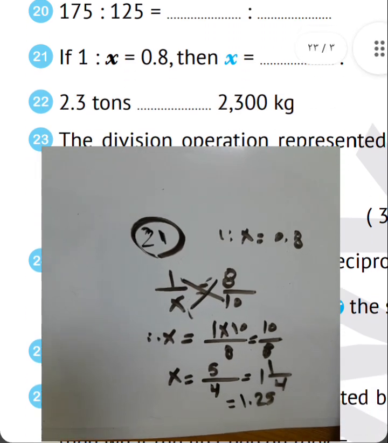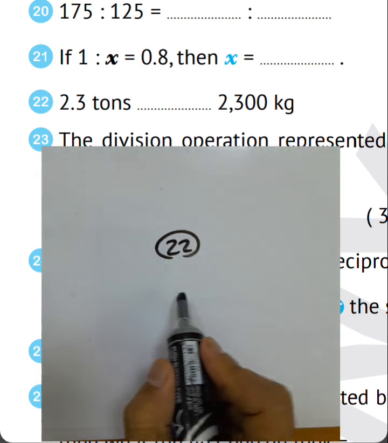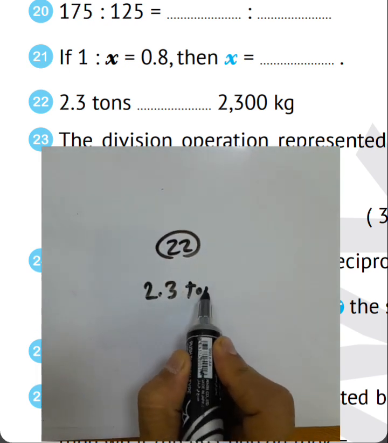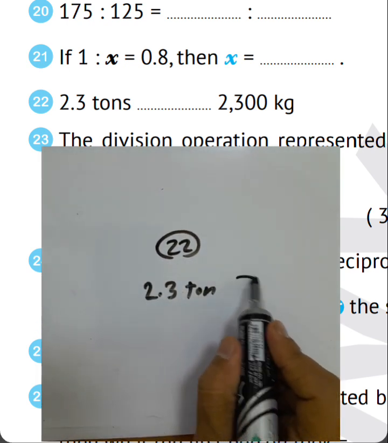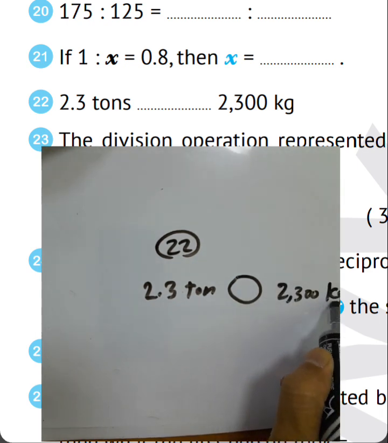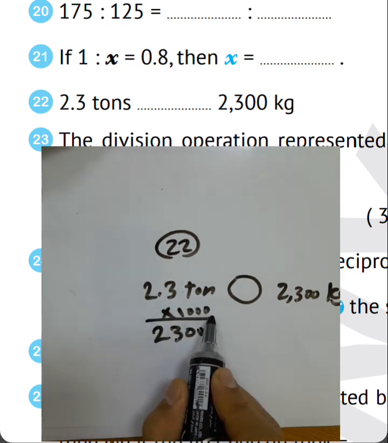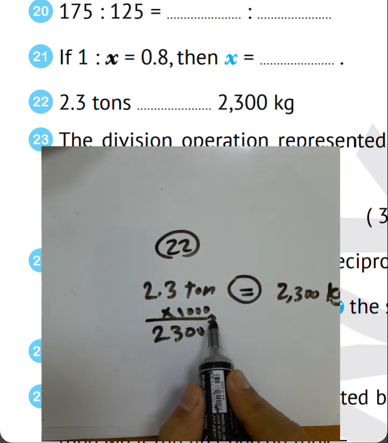Next question. Question 22. 2.310, or comparing between two numbers, 2,300 kilogram. Here multiply by 1,000. Move the point to the right by 3 places, then it will be equal to.